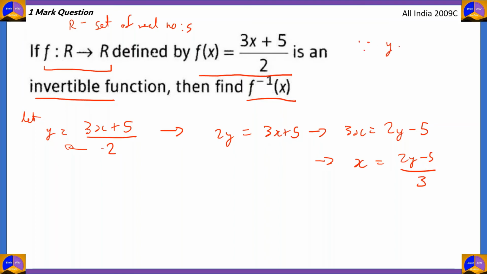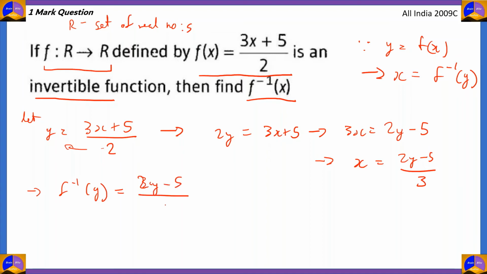Now, since y is equal to f of x, we can conclude that x is equal to f inverse of y. So therefore, f inverse of y is (2y minus 5) divided by 3. So since f inverse of y is (2y minus 5) by 3, we can conclude that f inverse of x will also be similar. So it will be (2x minus 5) divided by 3.